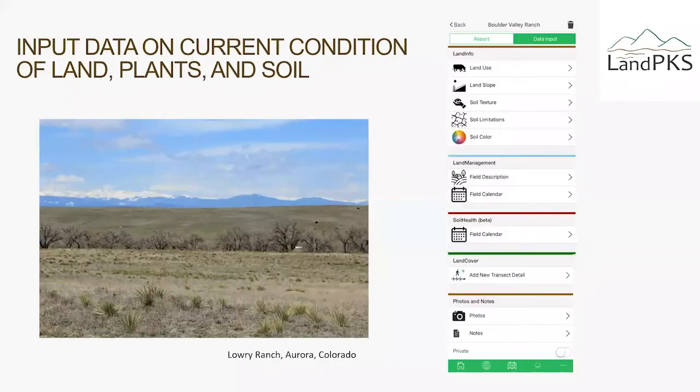Next, please. So we can then, of course, input data on the current condition of land, plants, and soil, as I indicated under the data input tab at the top here. We click on that. And we've got the soil information up in the top under LandInfo. Land management, we can keep track of our management practices there, including precipitation, as well as management. And then soil health, which has just come out with an expanded version. Land cover, looking at vegetation, and then obviously photos and notes.